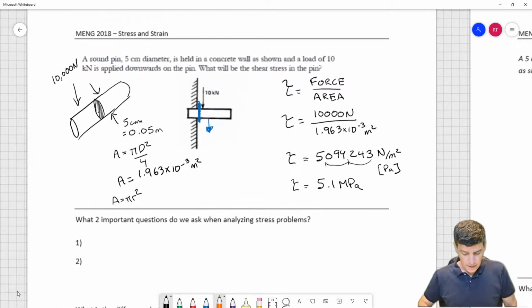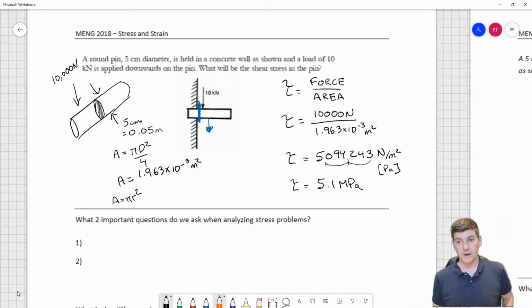One thing that's always really important when we're talking about stress problems, no matter what kind of stress you have, no matter if it's normal stress or shear stress, you've got to ask yourself, what would it look like if that part broke? We took the approach in this question before and said, let's assume that this thing is going to have enough force on it to break.